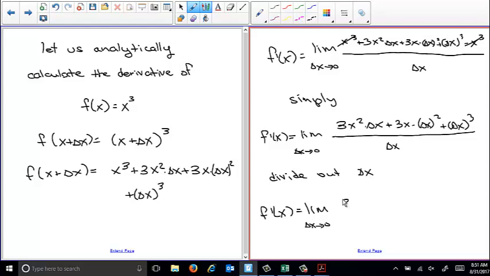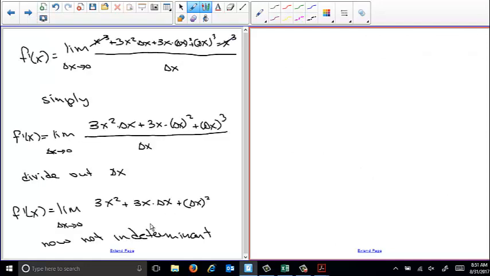So once you've divided out the delta x in the denominator, what you're left with is 3x squared plus 3x times 1 delta x, and the last term, delta x cubed, becomes delta x squared. There's no denominator anymore. So now it's not indeterminate. We've removed the indeterminacy in the equation.